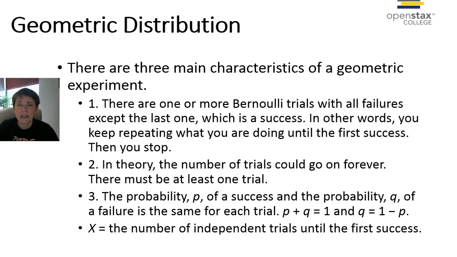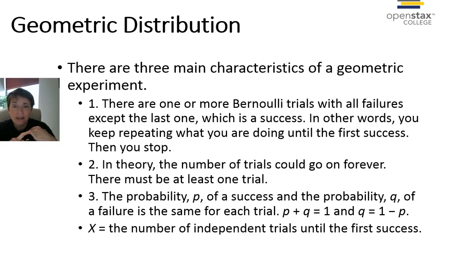A geometric distribution has to meet three different characteristics, and one is that there are one or more of these Bernoulli trials, and that just means the odds of having a success are the same for each trial, and the failure then of course would be the same for each trial, and that there are only two options, very similar to the binomial distribution where it's either a success or a failure. So that's what the Bernoulli trials is, and it's all failures until you get to the last one, meaning that you're going to keep trying until you get it right. So that's what a geometric distribution needs to have as one of its characteristics.